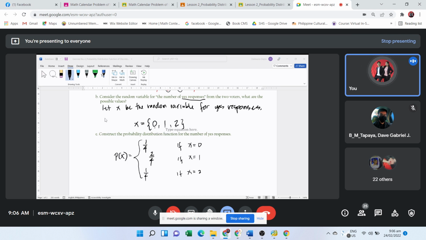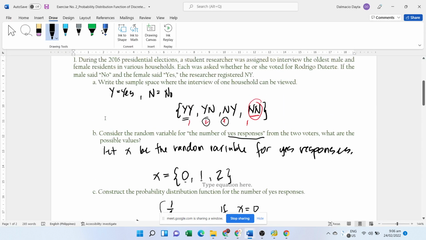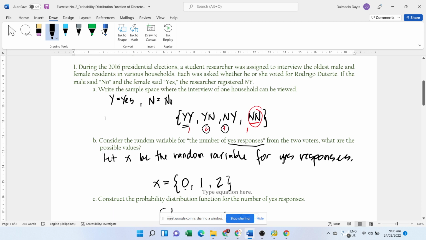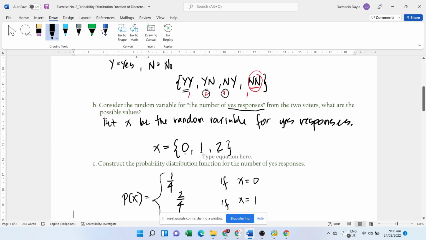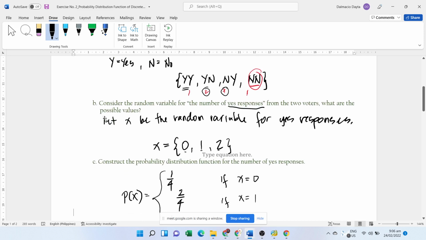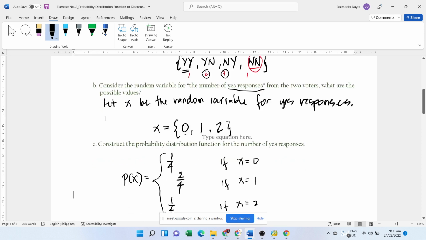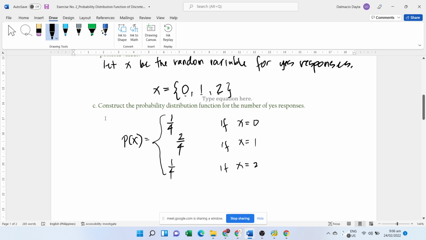Check your work, everyone. Tingnan natin ulit na. Number 1, letter A, sample space. Yes, yes, yes, no, no, yes, no, no. Letter B, values of the random variable 0, 1, 2. And letter C, the probabilities of each of the values of the random variable. Okay?